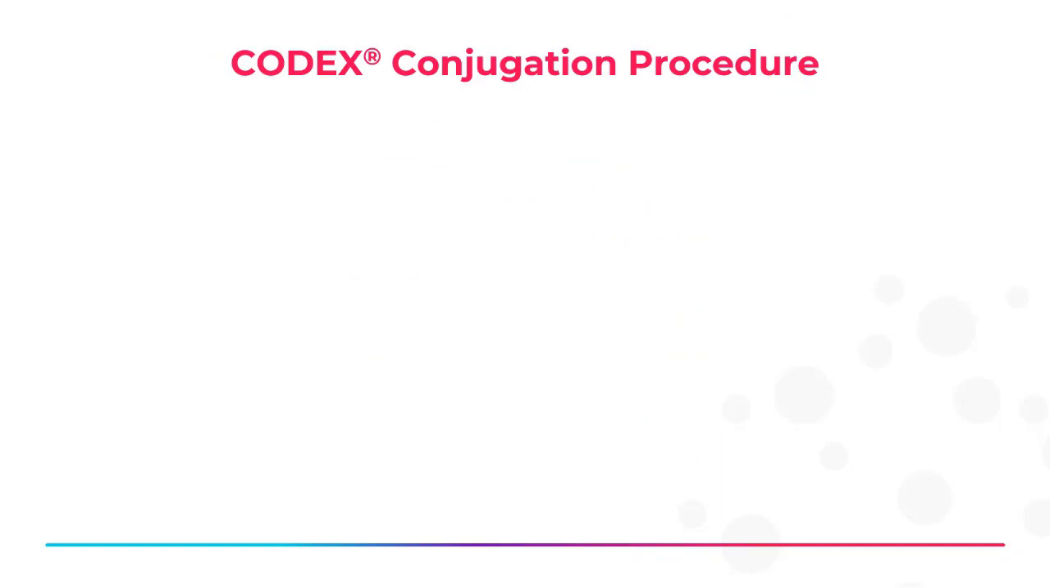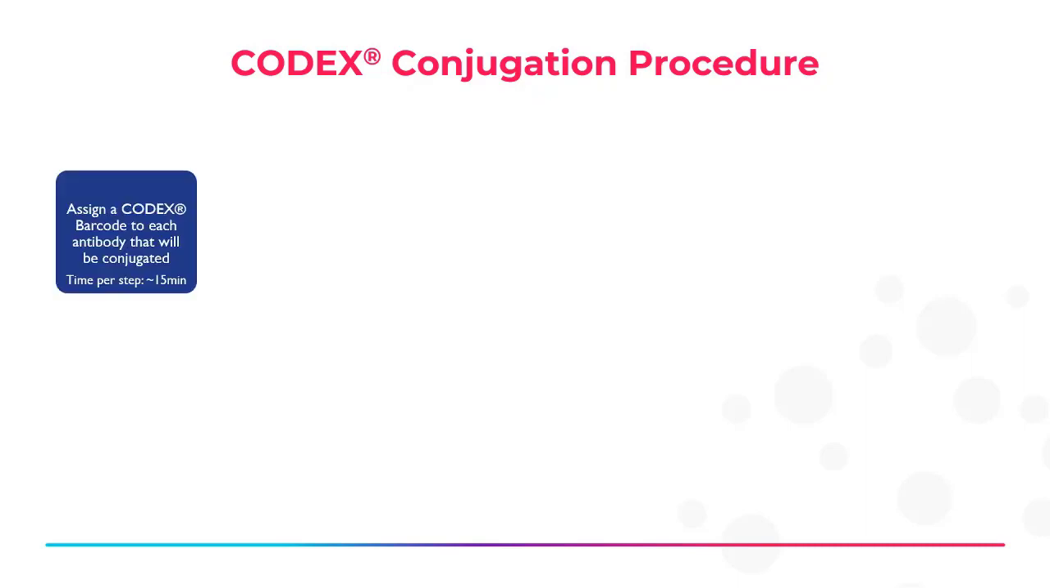In this slide, we'll discuss the CODEX conjugation process step by step. The entire process takes about 4.5 hours from start to finish. There are 2 incubation steps, one of 30 minutes and one of 2 hours. And please note that the recommended quantity of antibody, again, is 50 micrograms. Please do not change this amount, as this is the optimized amount needed for the reaction.